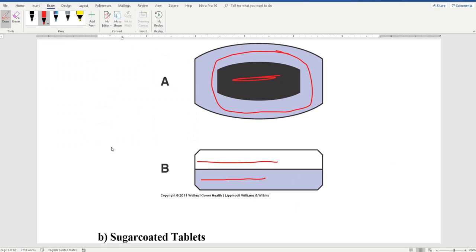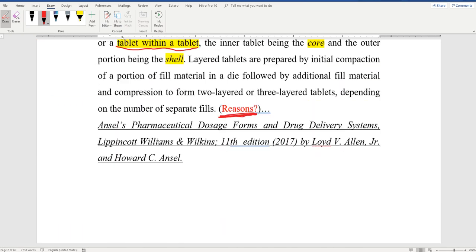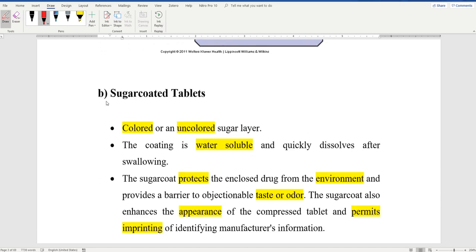Okay, so now we learned about multiple or multiply compressed tablets. Now we will talk about sugar-coated tablets. Sugar-coated tablets can be colored or uncolored. The coat itself is water-soluble, so there is no long retardation of the dissolution of the tablets. Of course there will be some delay, but it will be soluble very quickly, will not take very long time to dissolve, so this will allow the drug to be released.